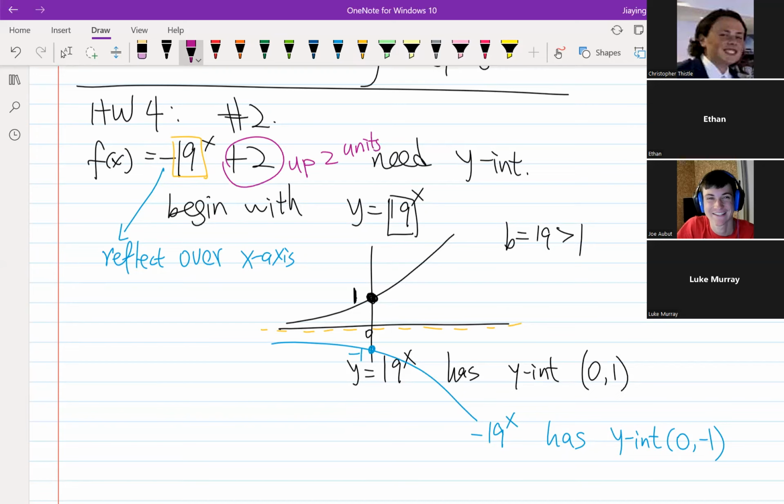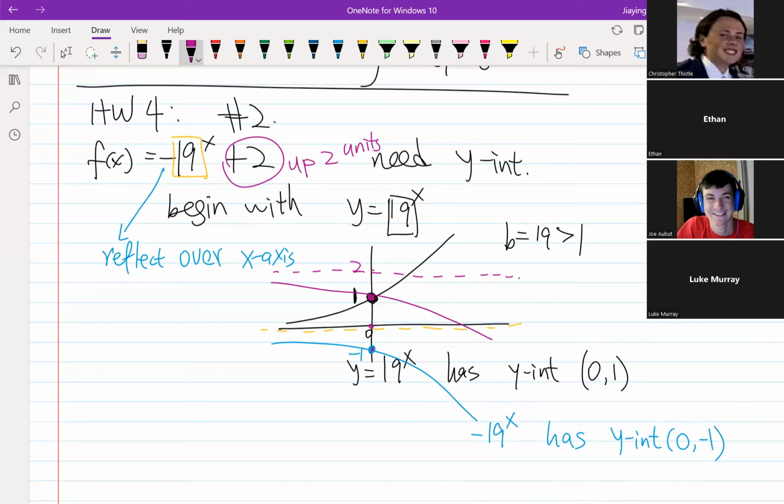When we shift a graph up or down, the horizontal asymptote is going to move, so it's going to go up 2 units. So that's 1, 2. So the horizontal asymptote now is here. And the y-intercept is also going to move up 2 units. So that's 0, -1 now, if we move it up 2, 1, 2. So now it's at 0, 1.